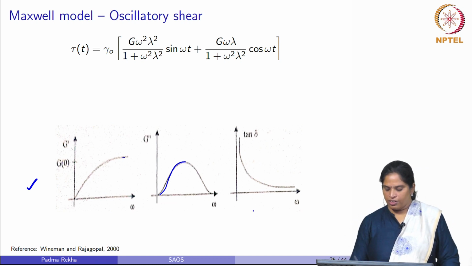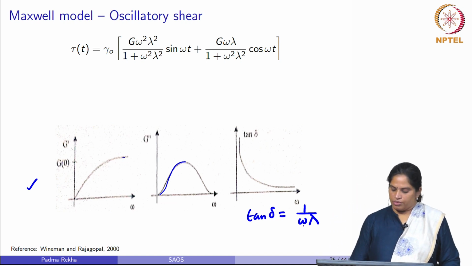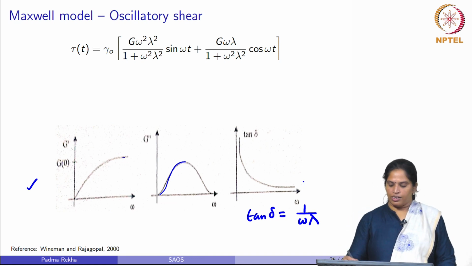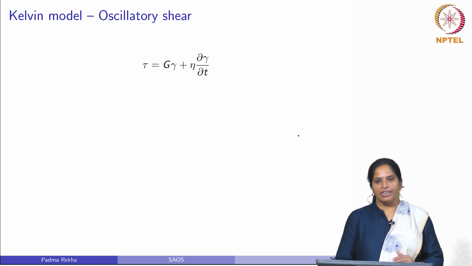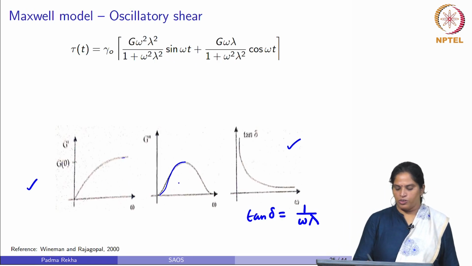The tan delta value is related to the inverse of frequency, as 1 by omega into lambda. So, you will get the tan delta function to be related to the inverse of frequency. This is the characteristic Maxwell model response when you subject the material to an oscillatory shearing. If the material behaves as a Maxwell model, the storage modulus, loss modulus and tan delta will vary something like this.